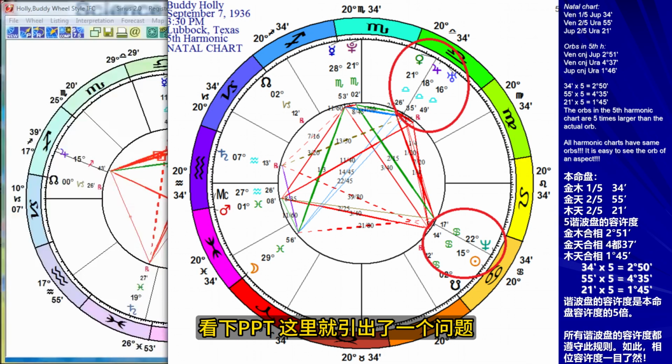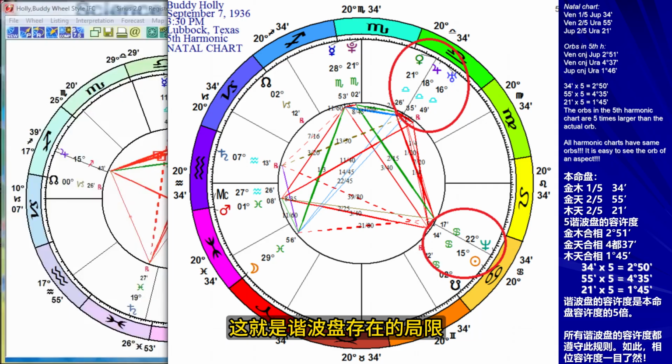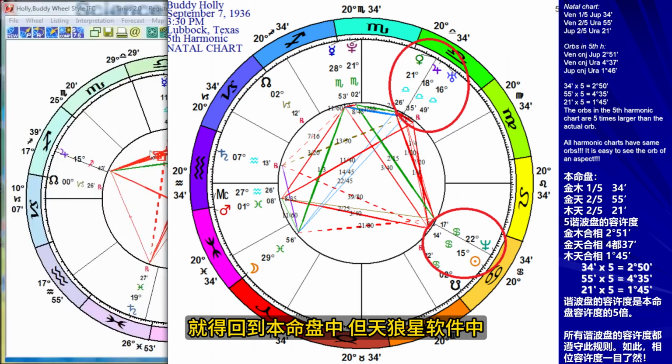So going back to our PowerPoint, here's the problem. When we look at a conjunction in the fifth harmonic chart, we don't know if they're actually conjunct, 1/5, or 2/5. That's a limitation of harmonic charts. So harmonic charts are wonderful, but they're not perfect. They have some limitations. And how would you know? You could go back to the natal chart and look.